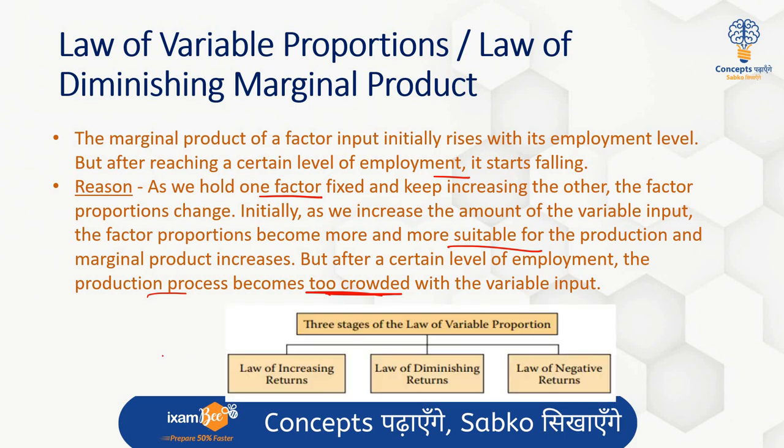So, to summarize, there are 3 stages of the law of variable proportions. There's law of increasing returns, law of diminishing returns, and the law of negative returns. Law of increasing returns, when the total product is increasing at an increasing rate. Law of diminishing returns, when the total product is increasing but at a diminishing rate. And law of negative returns, when the total product starts falling.